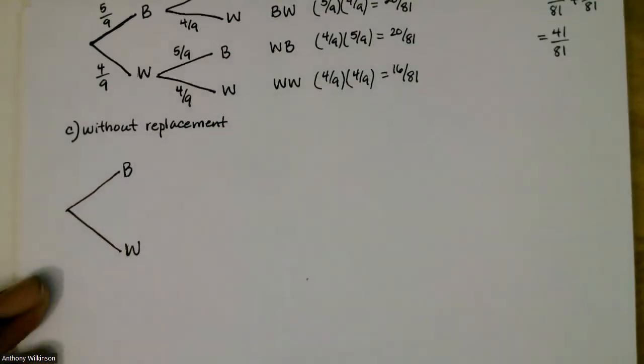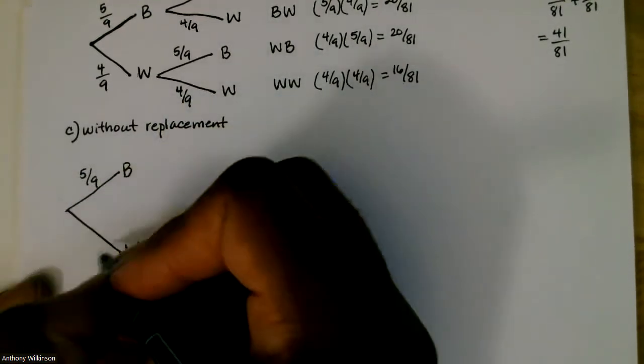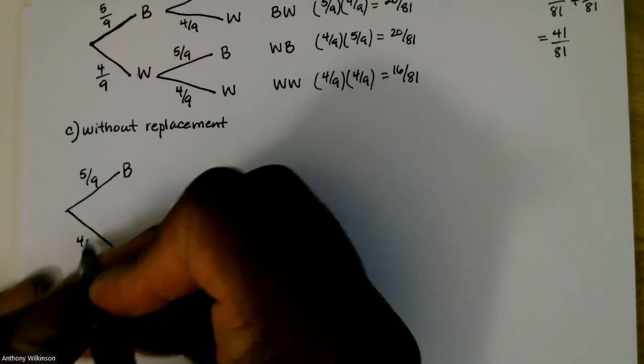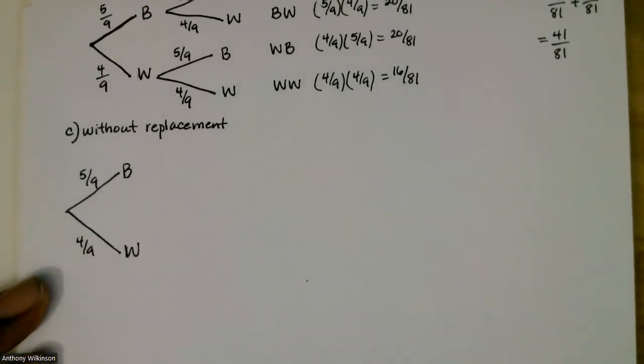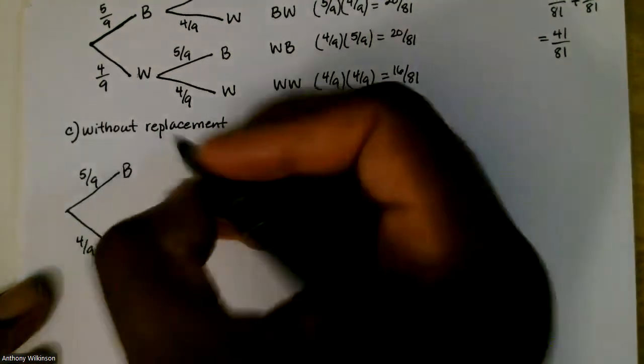Let's see, a black and a white. There are 5 black balls, so the probability of selecting a black ball is 5/9. And then the probability of selecting a white ball is still 4/9, because there were 4 white balls. The total number of balls was 9. Now the second draw.